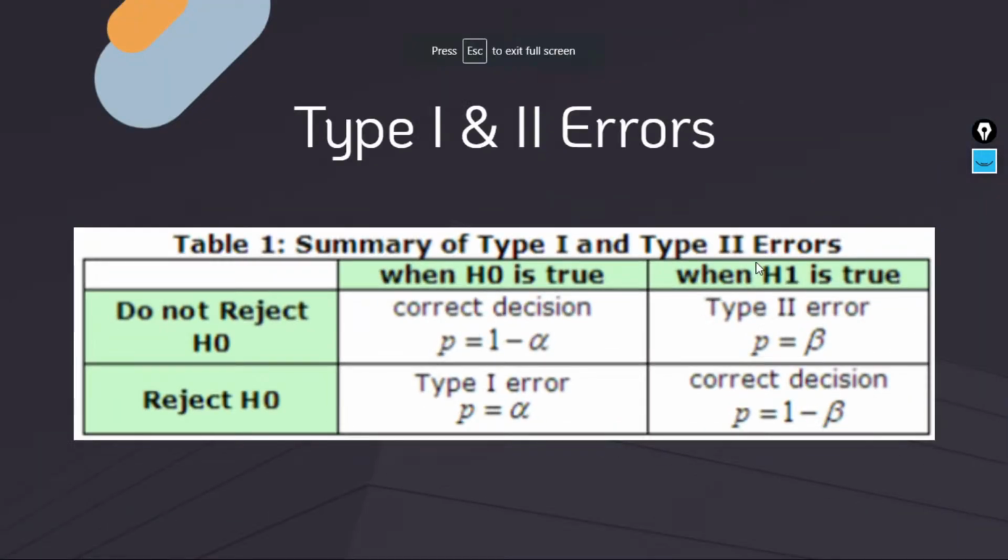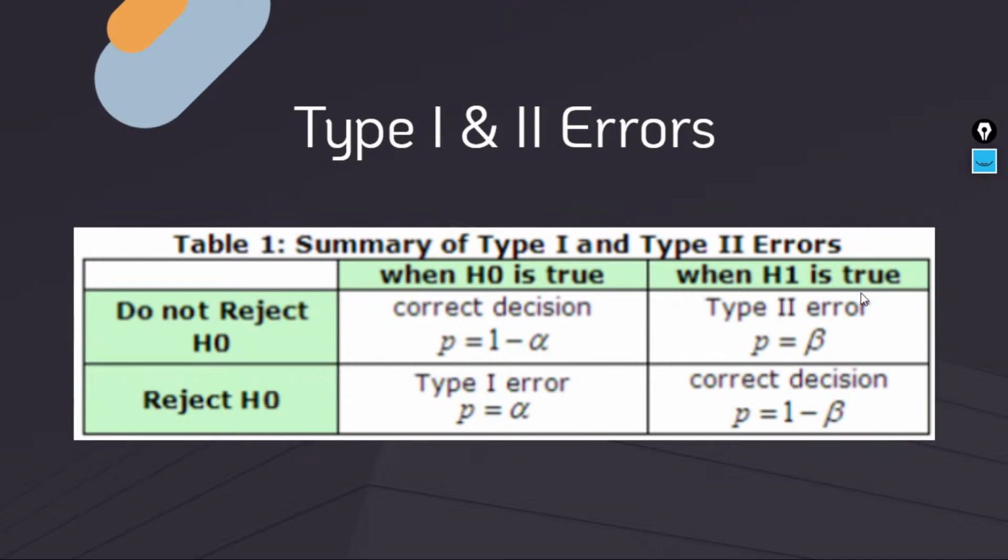Here is a summary of type 1 and type 2 errors. When the null hypothesis is true and you do not reject it, that is the correct decision. But when the null hypothesis is true and you reject it, that becomes your type 1 error.